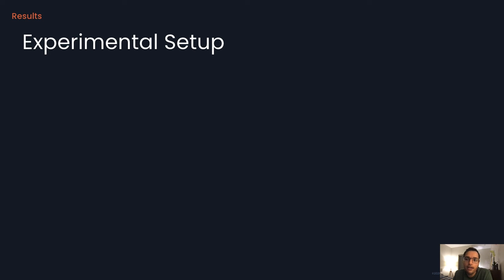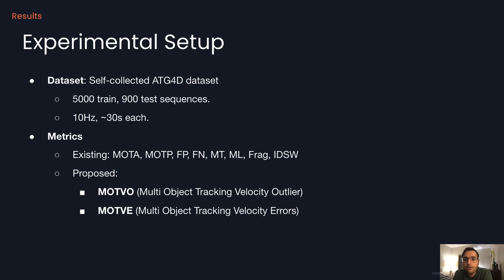Next, we move on to our experimental setup. We use the ATG4D dataset for evaluating our model, since it is sufficiently large enough to validate our scalability. We use pre-existing metrics from the 2D tracking domain like MOTA, MOTP, etc.